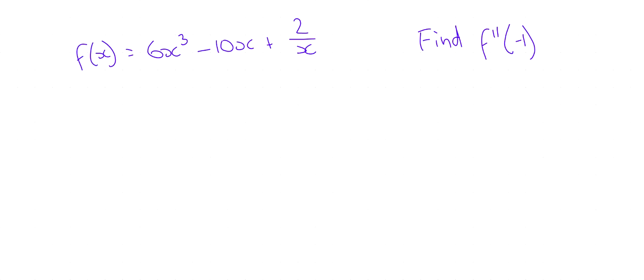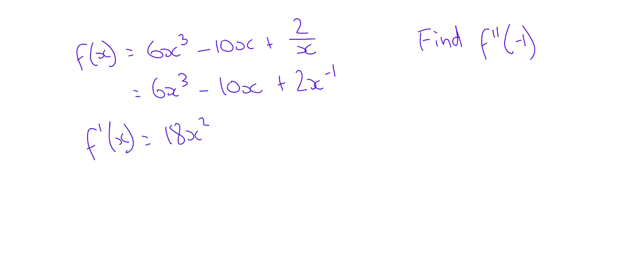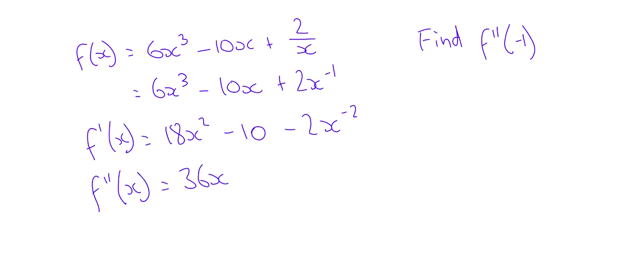Fix the 2 over x. How would I fix it? Good. I'm just going to rewrite it as a negative power. Now I can derive it. So if I'm looking for my first derivative, what do I have? 18x squared minus 10 minus 2x to the -2. What about my second derivative? -3, so this disappears. These two negatives are going to cancel each other out, so I get positive and I have a -3 power.